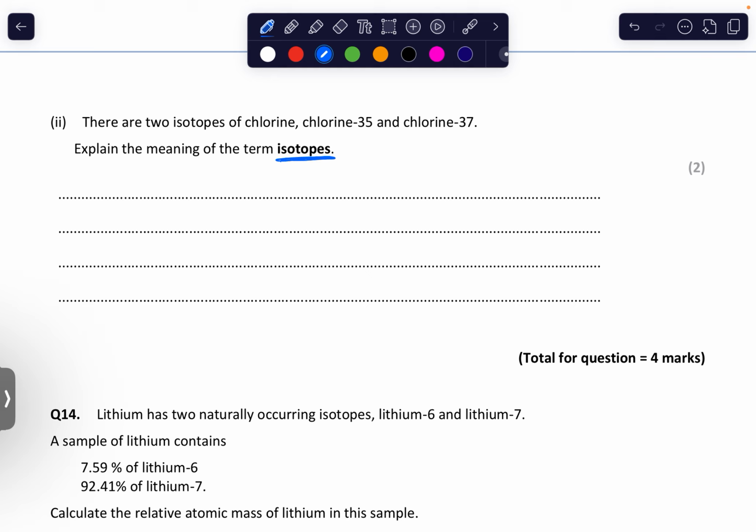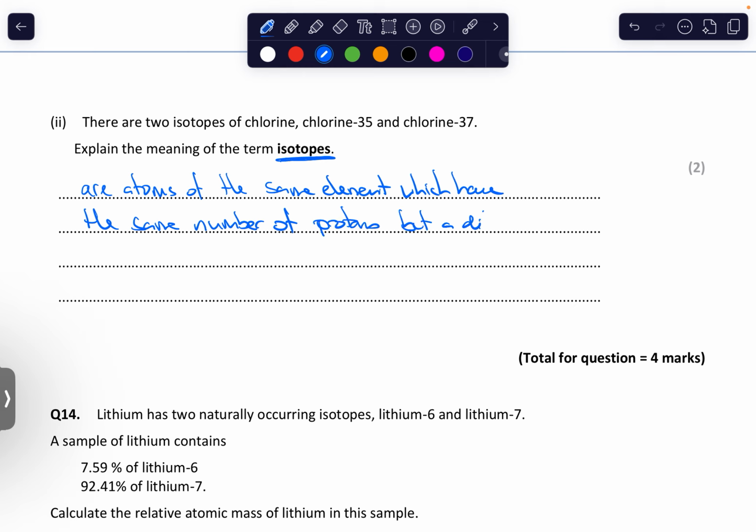So isotopes, they are atoms of the same element which have the same number of protons but a different number of neutrons. Okay, 1 mark for each statement.